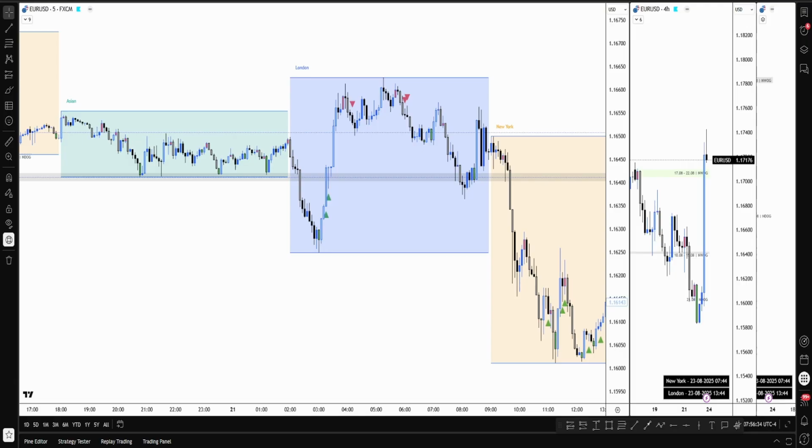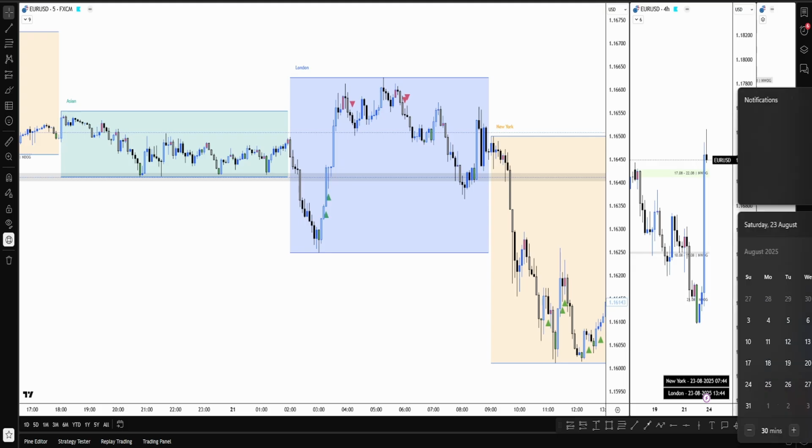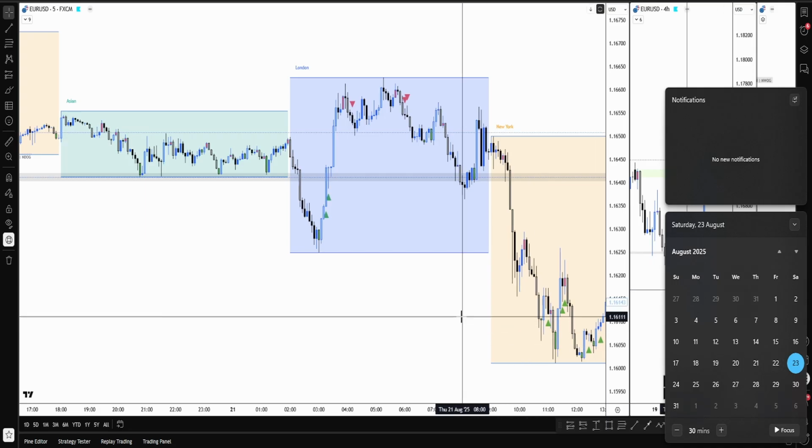Hi guys, I hope you're doing well. So I'm going to start with the backtesting of this week of EURUSD. Let me just quickly check the dates. So basically it's from the 18th of August until the 25th of August. Alright, so let's get going.